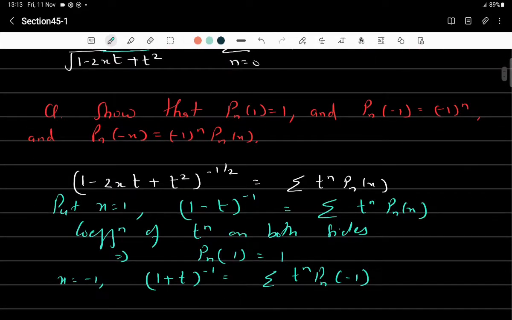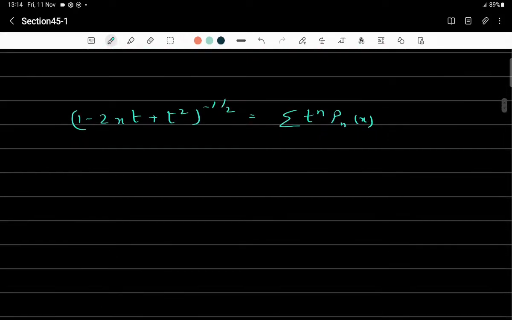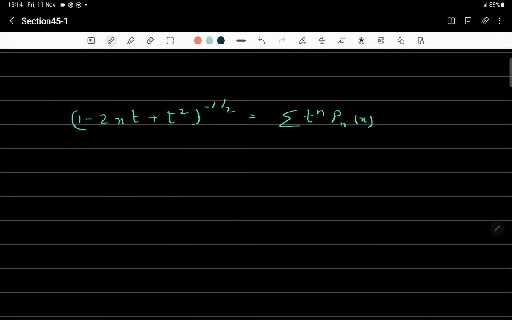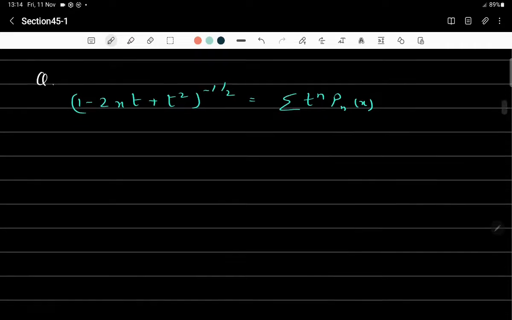The next one, we have to show that P_n(-x) is (-1) raised to the power n P_n(x). This is a little bit tricky. So this is my required generating function. In this generating function, what I will do is that I replace x by minus x and then t by minus t. Not at the same time, but you will get two different relations.